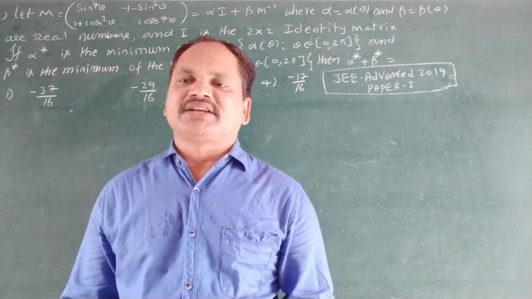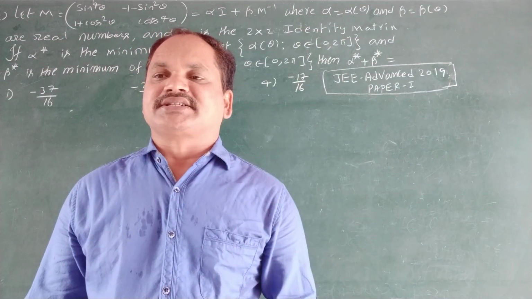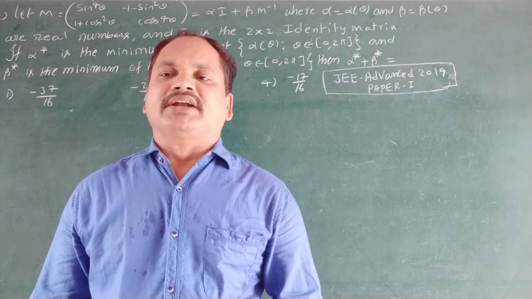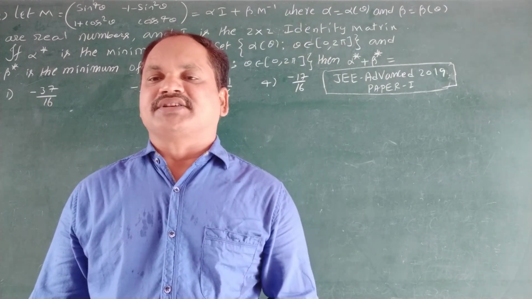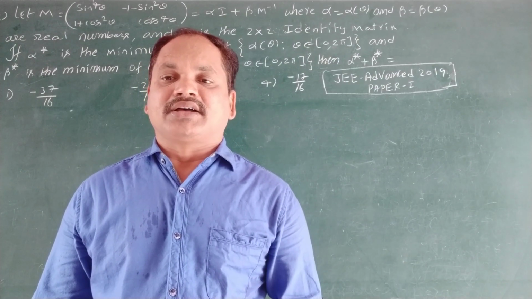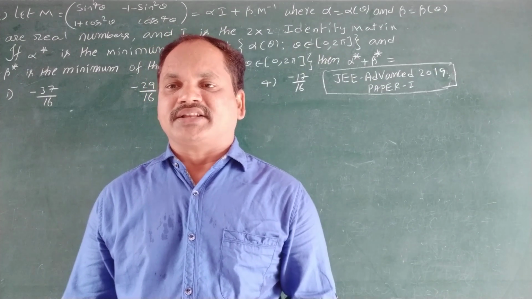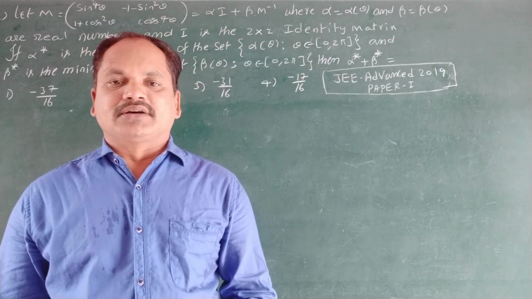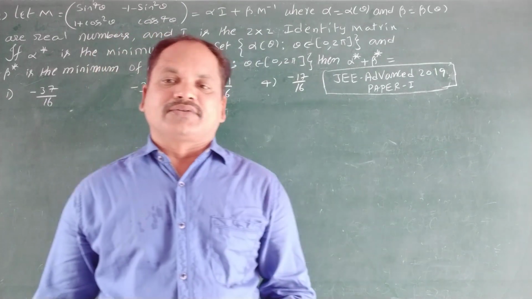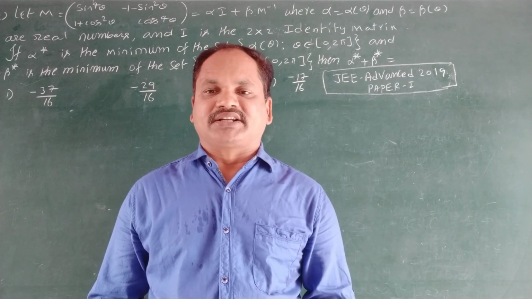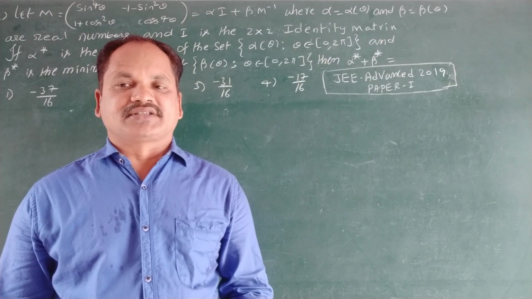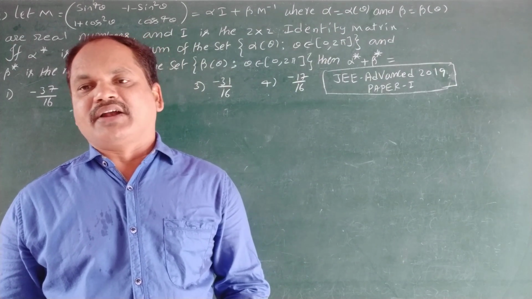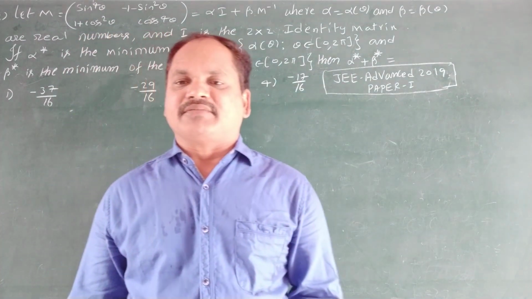If α* is the minimum of the set {α(θ) : θ belongs to [0, 2π)} and β* is the minimum of the set {β(θ) : θ belongs to [0, 2π)}, then the value of α* + β* is: the first option is −37/16, the second option is −29/16, the third option is −31/16, and the fourth option is −17/16.